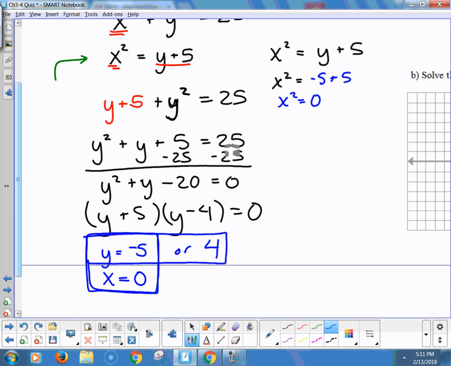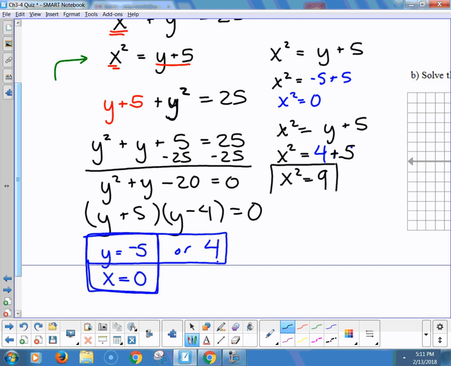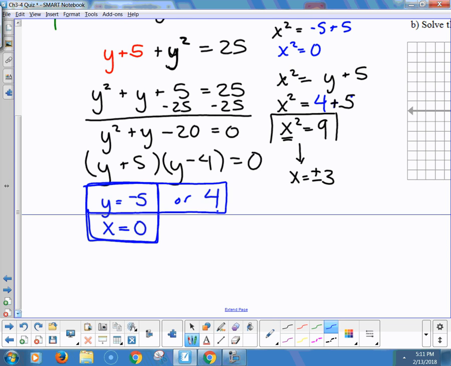If y is 4, and I take this equation, x squared equals y plus 5. If y is 4, I get that x squared has to equal 4 plus 5, or 9. x squared equals 9. There are two values that make this equation true. And those two values for x are positive or negative 3, because either one of them, if you square it, you still get positive 9. So if y is 4, x could be positive or negative 3.